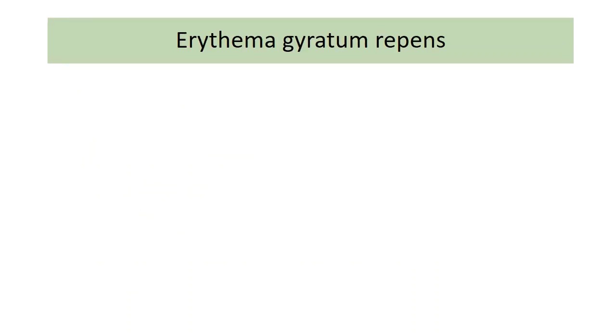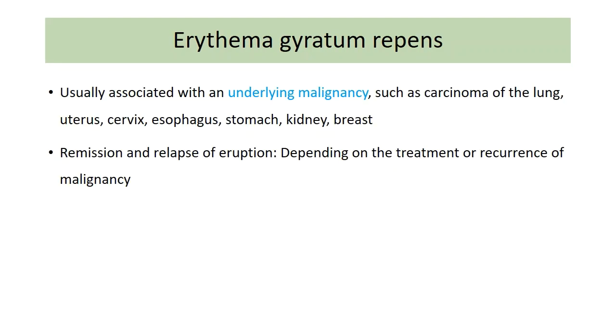Next entity is Erythema gyratum repens. It is usually associated with an underlying malignancy such as carcinoma of the lung, uterus, cervix, esophagus, stomach, and kidney. The remission and relapse of the cutaneous eruptions depend on the treatment or the recurrence of the malignancy.